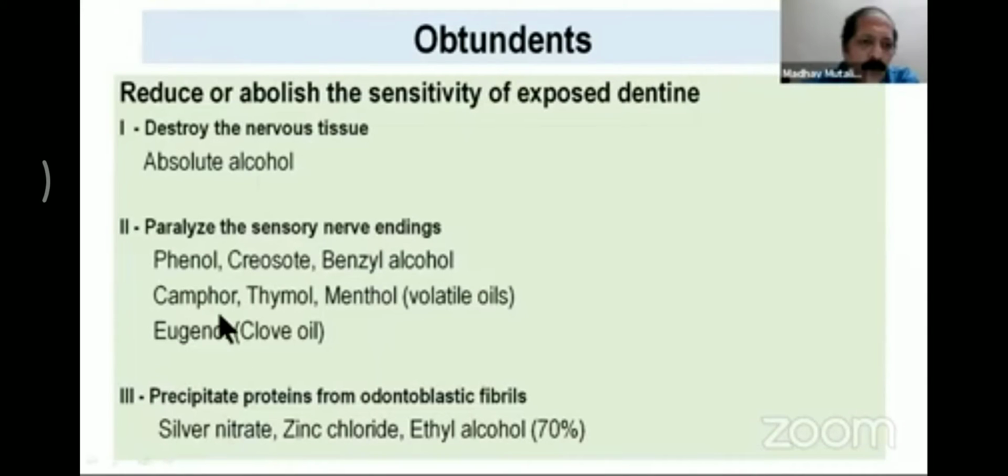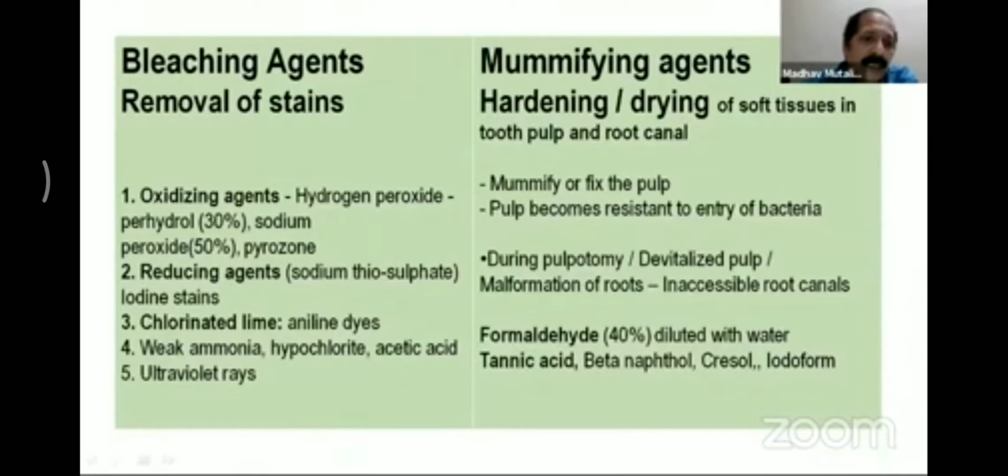reducing agents, and there is chlorinated lime, and there are also ultraviolet rays. So most important here is hydrogen peroxide and sodium thiosulfate.